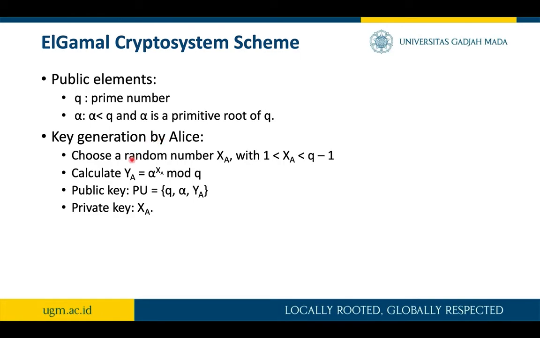And then for the key generation by Alice, we need to choose a random number XA. XA must be less than Q minus 1. Then we calculate, still using exponentiation here, YA is alpha to the power of XA modulo Q. Then the public key will be this one, while the private key is XA. So YA is a component of the public key. The public key consists of Q, the prime number, then alpha, the primitive root of Q, and YA itself.